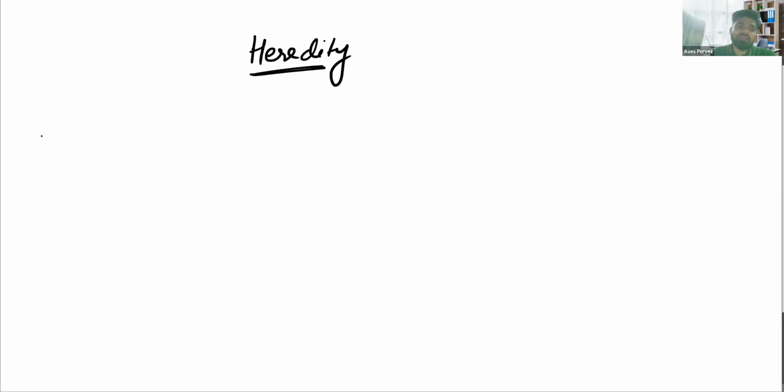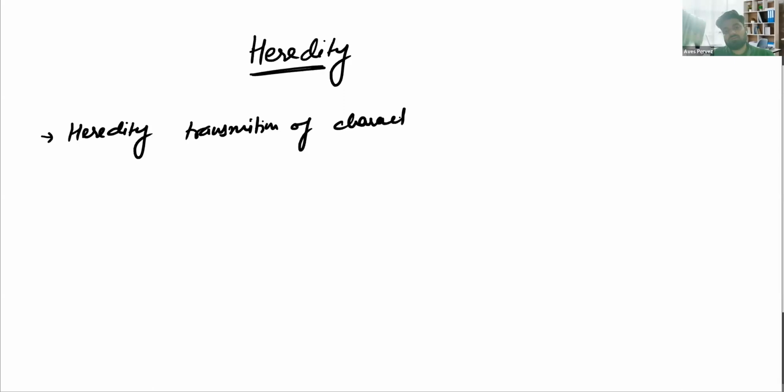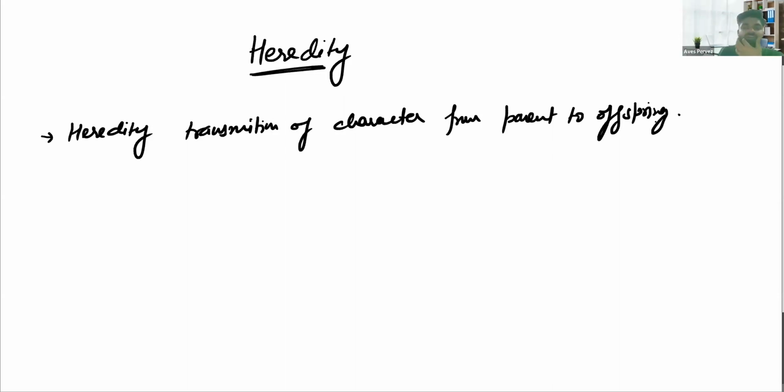So what is heredity? Heredity is actually the transmission of characters. Heredity is transmission of character from parents to offspring. Okay, got it? If some characters are being transferred from one generation to another generation, we call it heredity. So what is heredity? Heredity is transmission of character from parents to offspring.